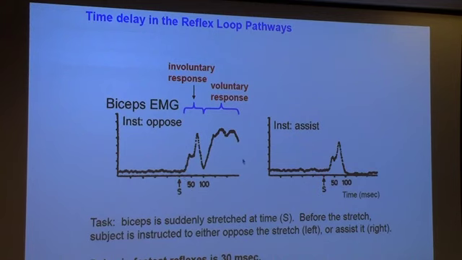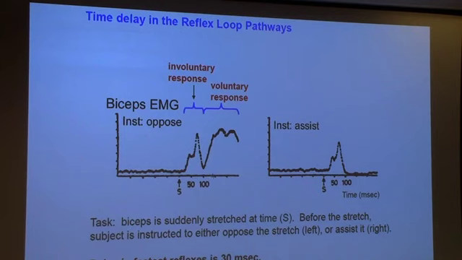So the difference between these two plots is that as an experimenter, I will ask the subject or the participant either to oppose my stretch or to assist my stretch. If I tell the subject to oppose my stretch, then you will see two responses after the stimulus. The first response is an involuntary response. It's sort of like a local pathway response, going from the muscle spindle and Golgi tendon to the spinal cord and directly to the motor neurons. That's the first response.